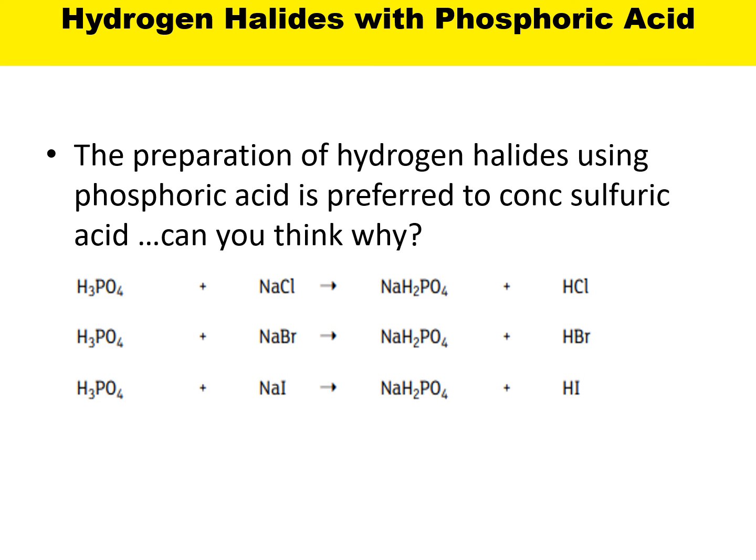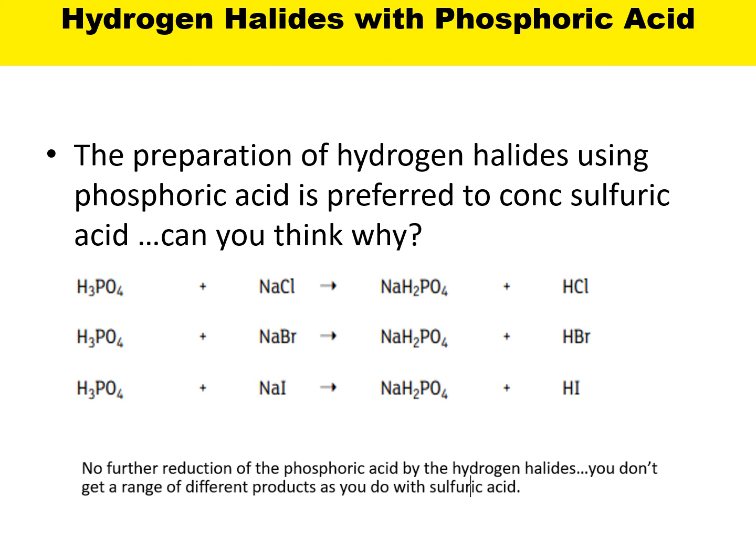The specification also asks for the reaction of the halides with phosphoric acid. If you have a look at this slide, you can see that for each halide and phosphoric acid, there is only one equation. In these reactions, the concentrated phosphoric acid only acts as an acid. There's no further reduction of the phosphoric acid by the hydrogen halides, so you don't get a range of products that you would get with sulfuric acid.